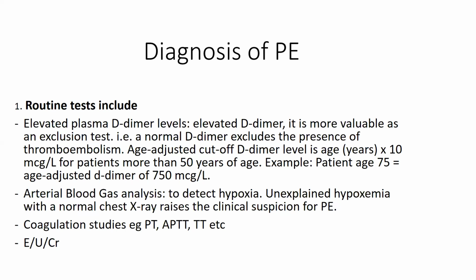After you've done your plasma D-dimer, the ABG analysis will show hypoxia. If you look at our clinical scenarios, two of them had hypoxic events, PaO2 of 55 and 60. Now, if you have unexplained hypoxemia despite a normal chest X-ray, your clinical suspicion of PE should be raised. You want to do other coagulation studies like your prothrombin time, your activated partial thromboplastin time, your thrombin time, and all of these are your routine tests. Then you do your electrolytes, urea, creatinine, and sometimes you may even do your complete blood test, your full blood count.